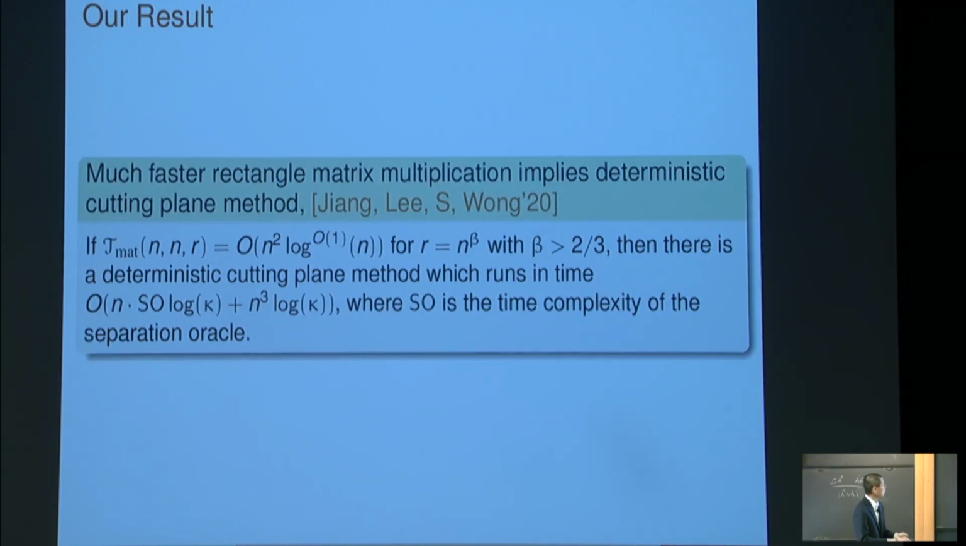And another core of the paper is we can show that if the fast rectangular matrix multiplication, where you want to get a polylog factor here, has beta, currently beta is 0.17. If beta is bigger than 2 or 3, then you actually get a deterministic algorithm for cutting plane, running in the same runtime.